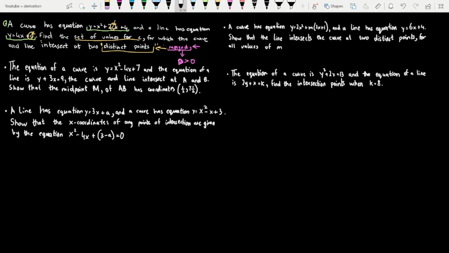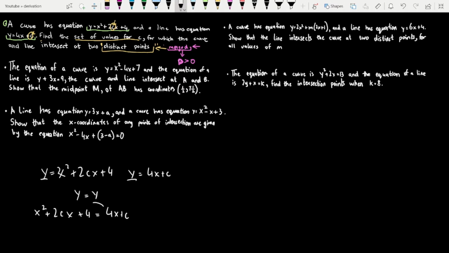So let's find out the merged equation. How do we do that? Well, you take the equation of the curve, you take the equation of the line, and you put them together. So basically y is equal to x squared plus 2cx plus 4, and the line is equal to 4x plus c. So you put these equal, you say y is equal to y. This y is equal to this y, and then you just substitute their equations. So we have this thing is equal to this thing.